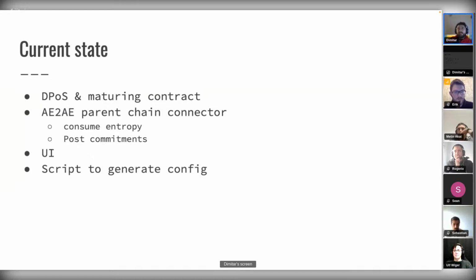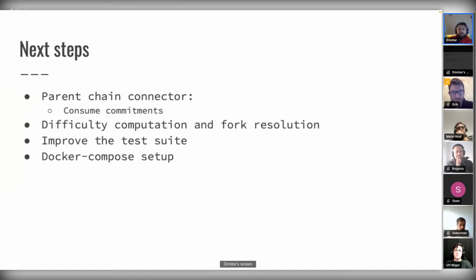We have a script that generates the hyperchains config, so you don't have to do that manually. It creates accounts, it creates basically anything you would need to start the local hyperchain version. So what we're doing for this quarter is that after commitments are being posted on the parent chain, we're consuming them back. And we have to feed those to the smart contract. And this is work in progress.